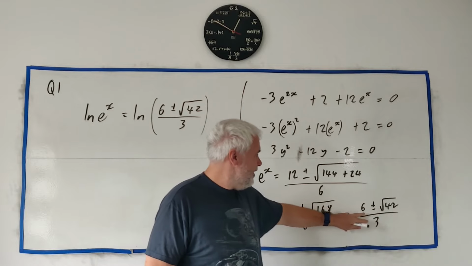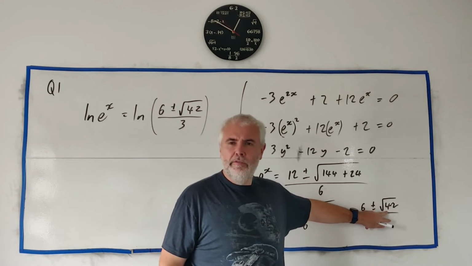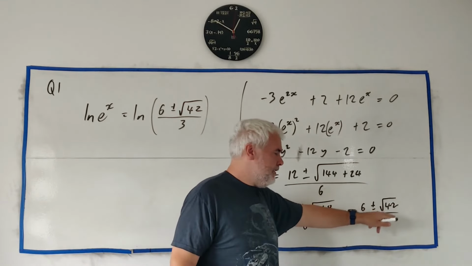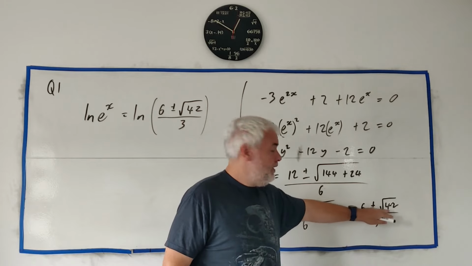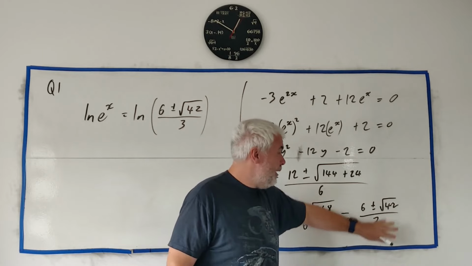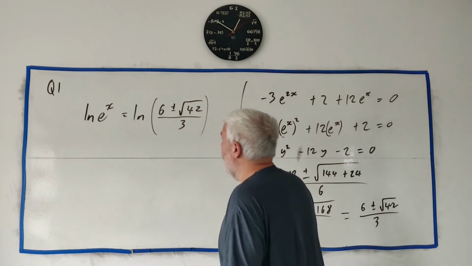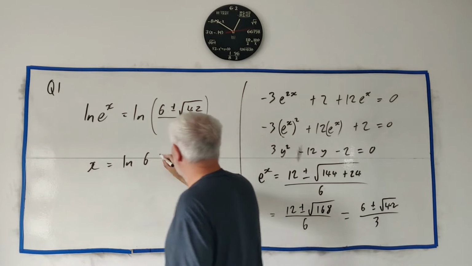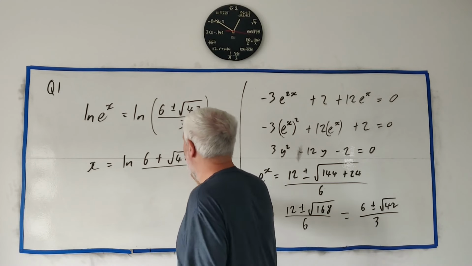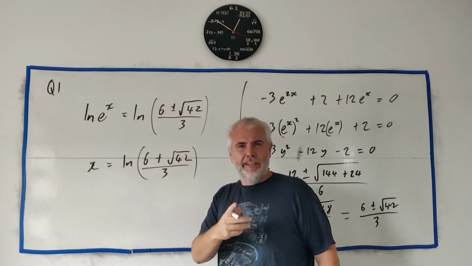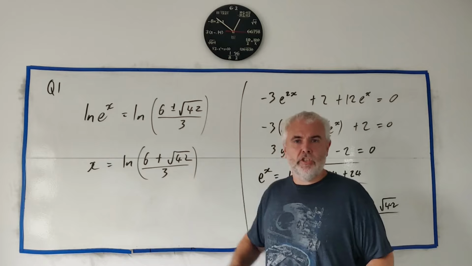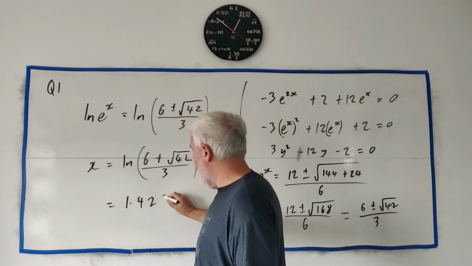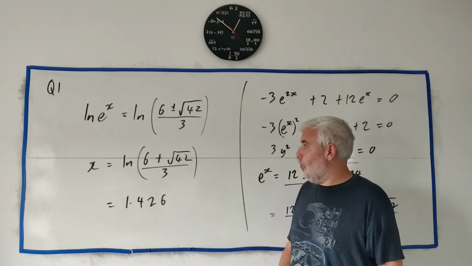So this minus here, 6 take away square root of 42, is 6 point something, because the square root of 36 is 6. So this is bigger than 6. So 6 minus something bigger than 6 would be a minus. So we have to take out the minus one. So your final answer would have to be x is equal to natural log of 6 plus square root of 42 over 3. They wanted that in decimal places. So if we put that into a calculator, we'd get 1.426. That's rounded off to 3 decimal places.